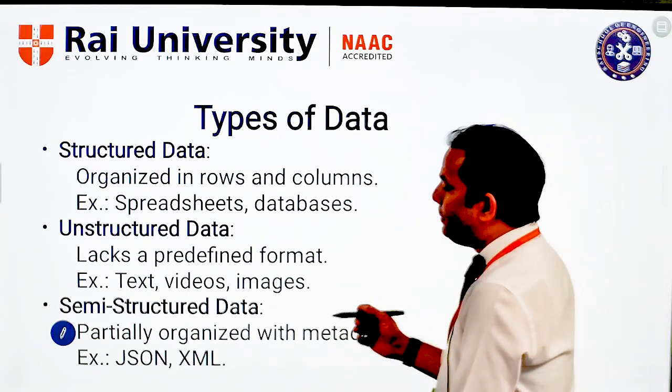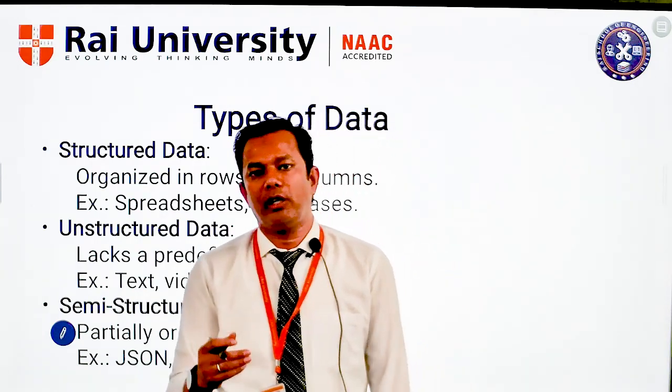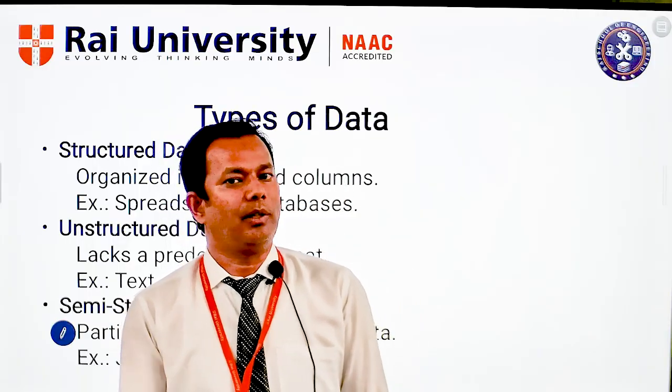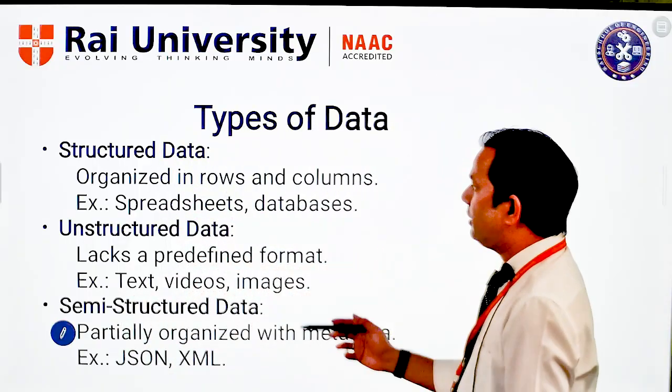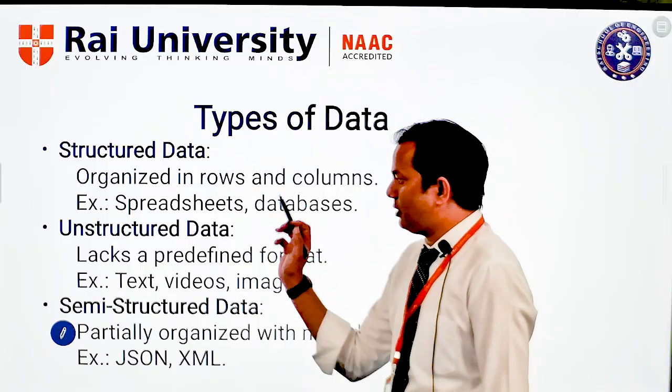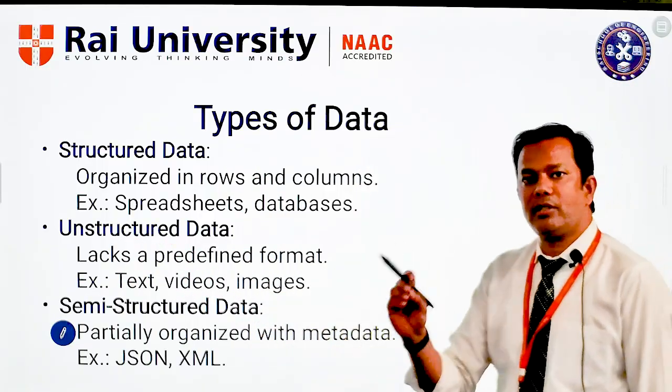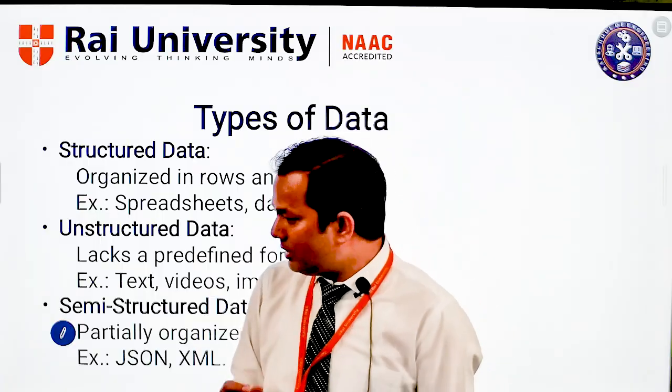Now, what are the types of data? When we talk about data and information, we must focus on the different types of data. Here you can say there are 3 major categories of data. One is structured data, another is unstructured data, and the third one is semi-structured data. So what is the difference between these 3?